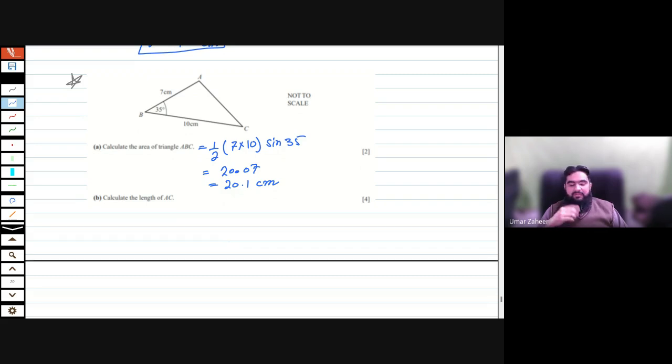Recall that we have learned that we have to use a cosine rule when two sides and the included angle are given. So Yasir, you are right. We have to go for a cosine rule because we have two sides and their included angle. So the statement of the cosine rule is: side square is equal to the sum of the squares of the two other sides, so 7 square plus 10 square, minus 2 into the product of the other sides into cos of the included angle. And the included angle is 35 degrees.